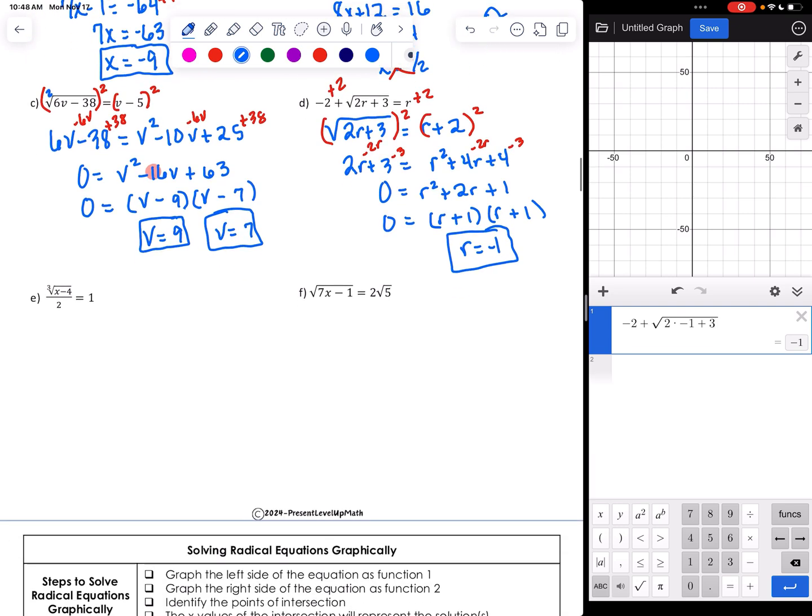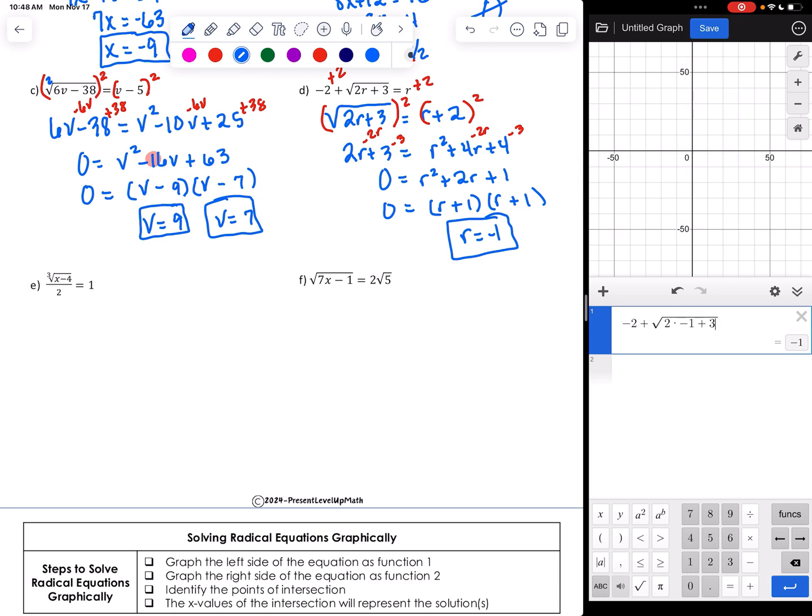All right, problem E. We have the cube root of x minus 4, divided by 2, is equal to 1. Now, when we have a problem with a fraction, we want to always clear that fraction first. So I'm going to multiply this side by 2 and multiply this side by 2. So that would give me the cube root of x minus 4. And on this side, 1 times 2 is 2. All right, now we have our cube root isolated.